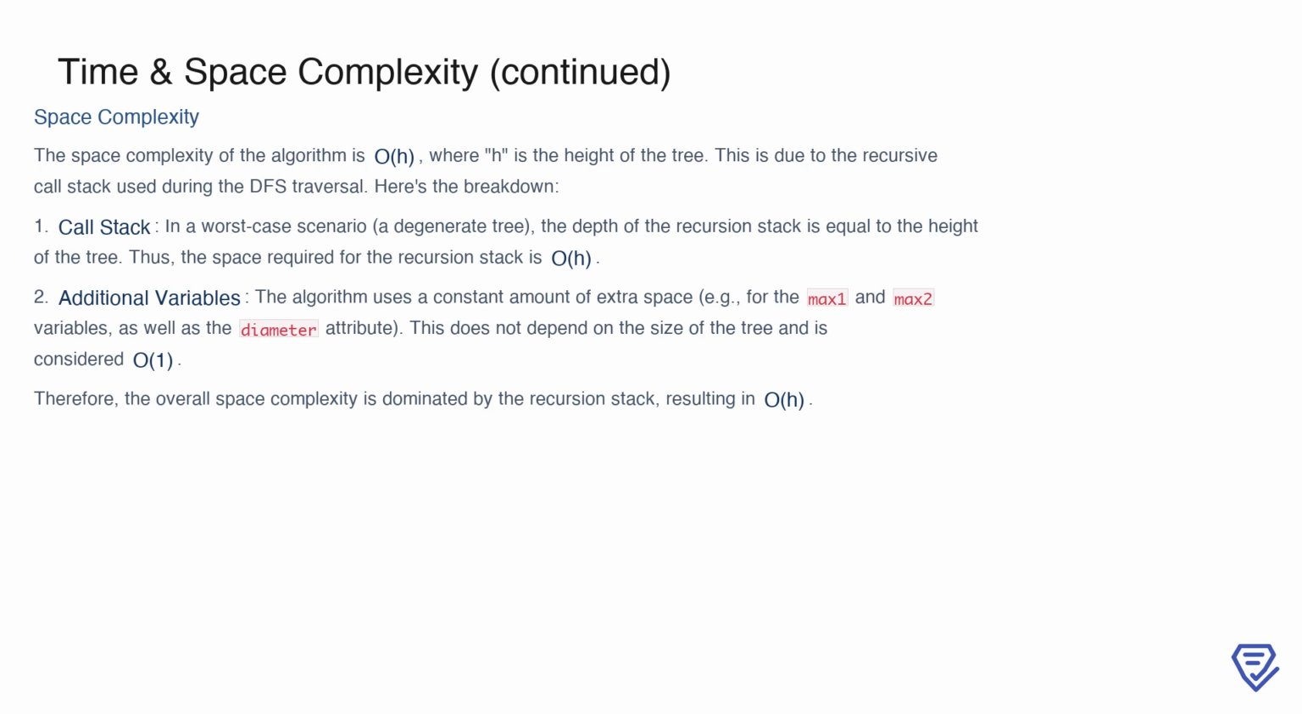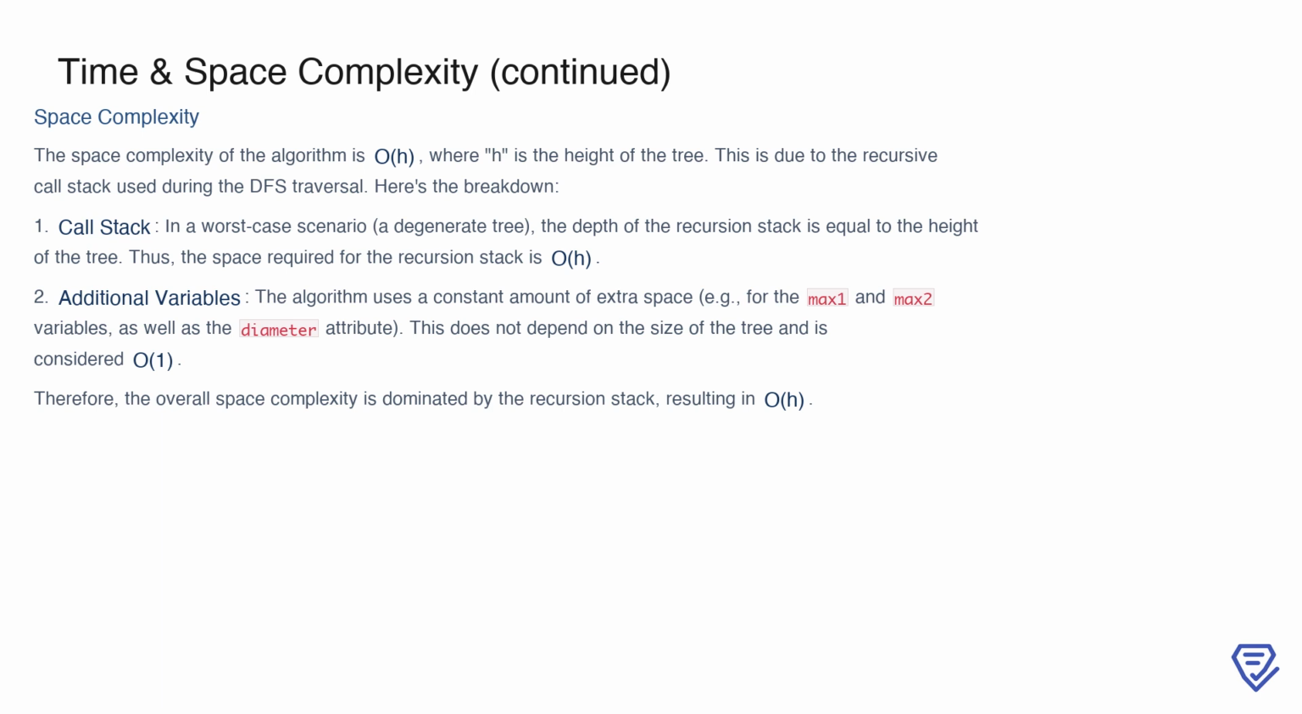Now, let's discuss the space complexity, which is O(h), where h refers to the height of the tree. This is primarily due to the recursive call stack used during the depth-first search traversal. In the worst-case scenario, where the tree is completely unbalanced, the recursion stack depth will be equal to the height of the tree. This means the space required for the recursion stack would be O(h).